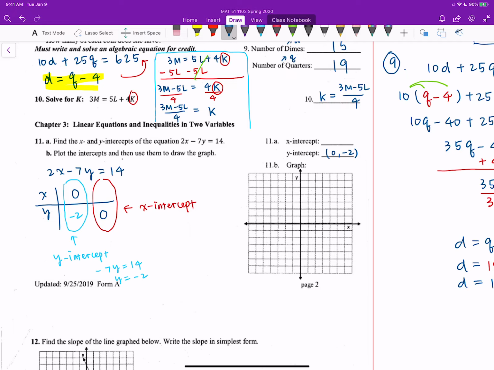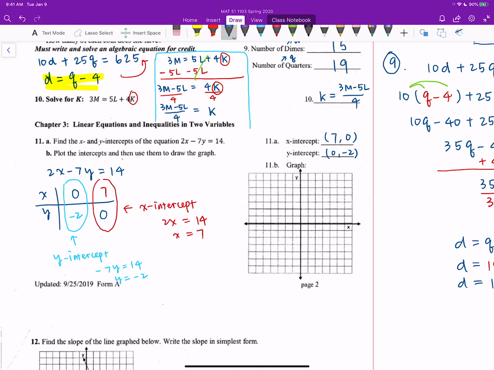For the x-intercept, we plug in y equals 0. So if you plug in y equals 0, we have 2x minus 7 times 0, which is just 0, equals 14. Dividing both sides by 2, you get x equals 7. Therefore, this number is 7. And when you write your x-intercept, you could simply write 7, comma 0. And these are our x-intercept and y-intercept.